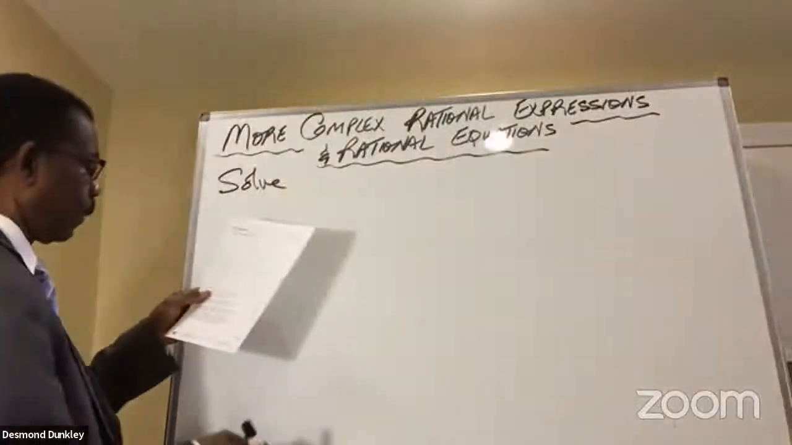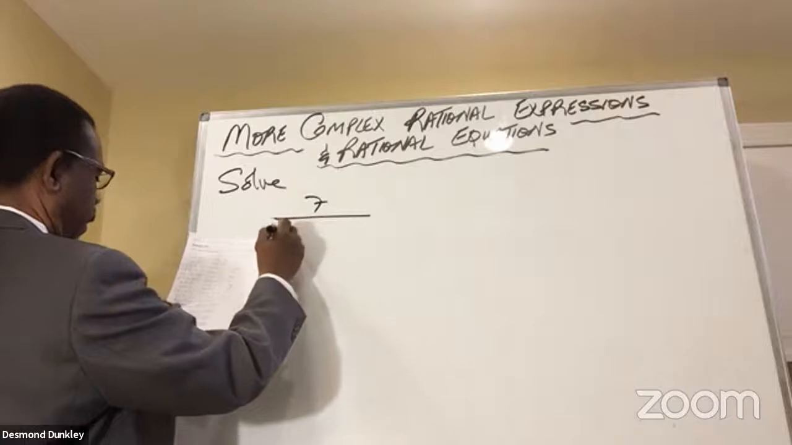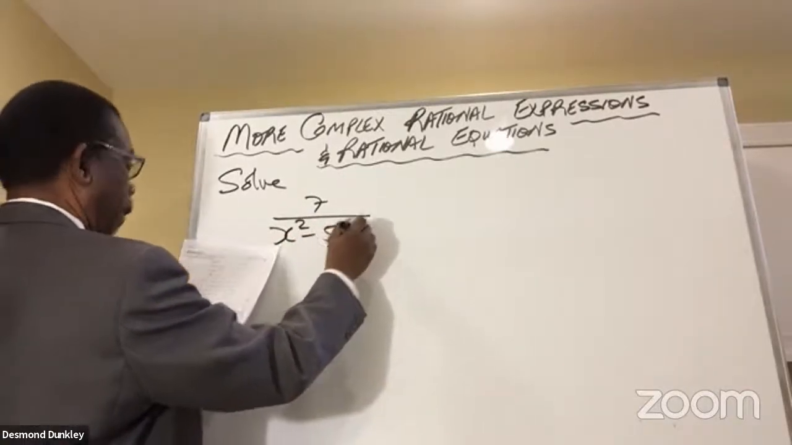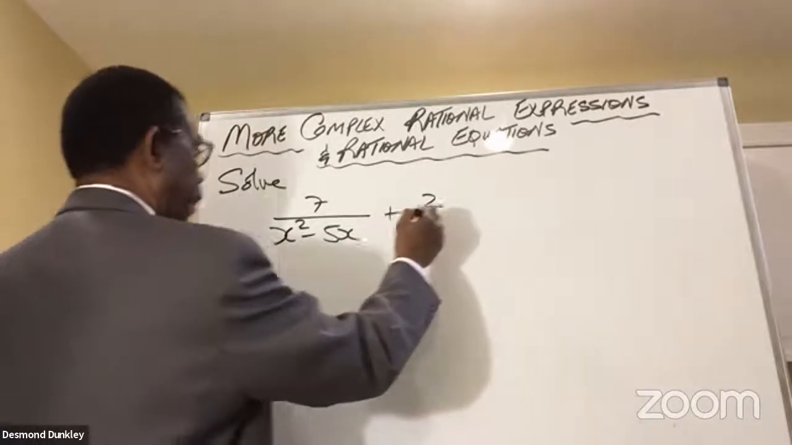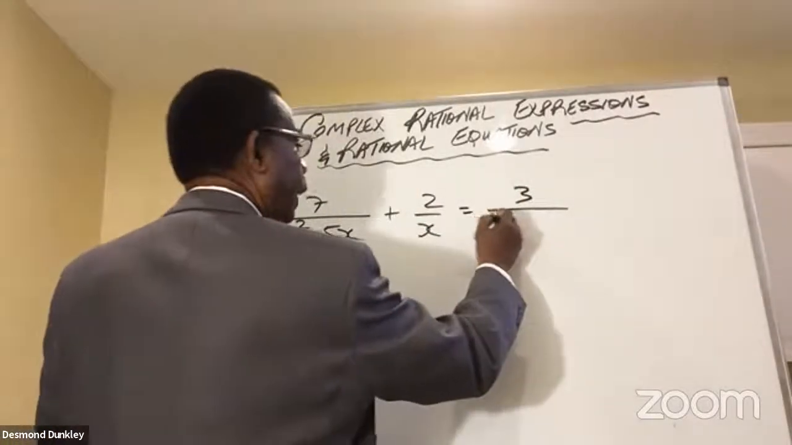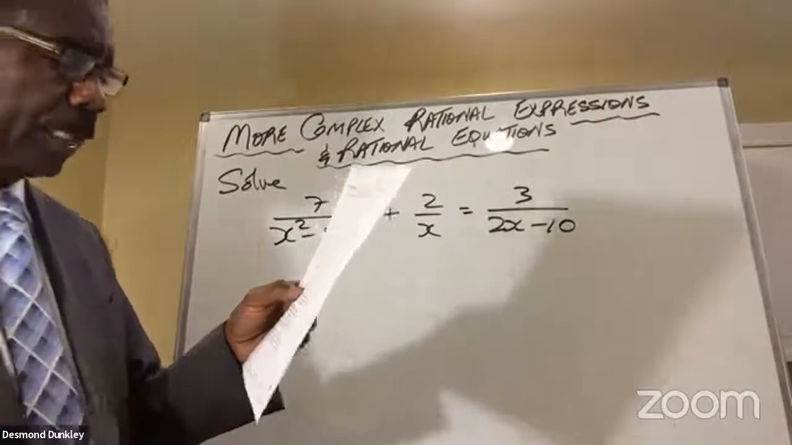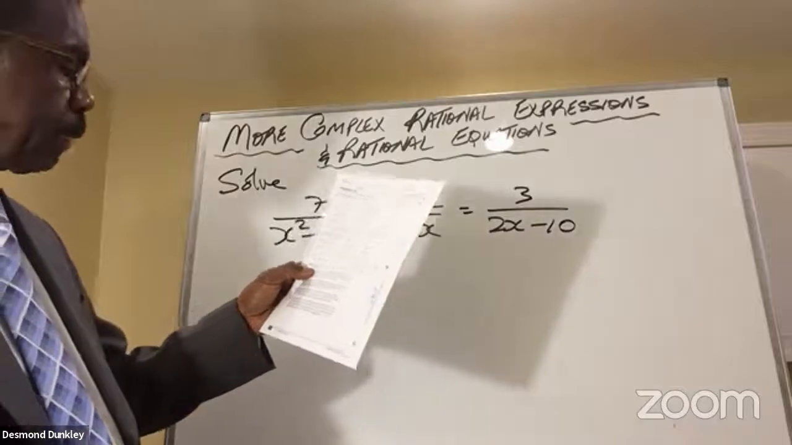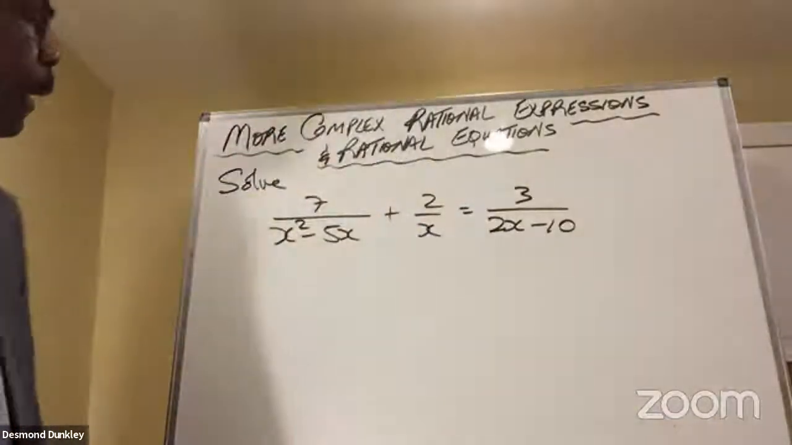Okay, so let's look at this one as we get ready to close. So this is 7 over x squared minus 5x, plus 2 over x, equal to 3 over 2x minus 10. So quite a few things happening in this question. Quite a number of things happening.